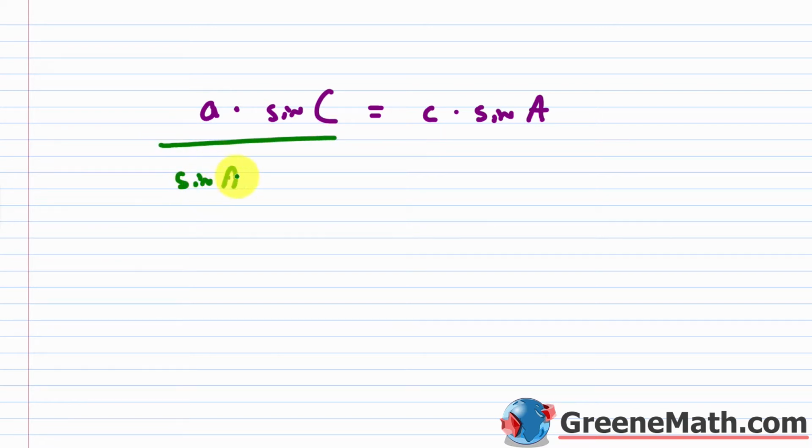So let me write this a little bit bigger. A times the sine of C is equal to C times the sine of A, like this. What I want to do now is divide both sides by the sine of A times the sine of C. I'm going to divide this side by the sine of A times the sine of C, and this side by the sine of A times the sine of C.